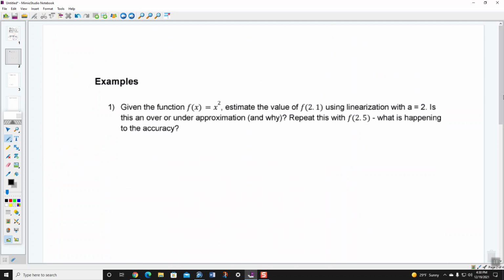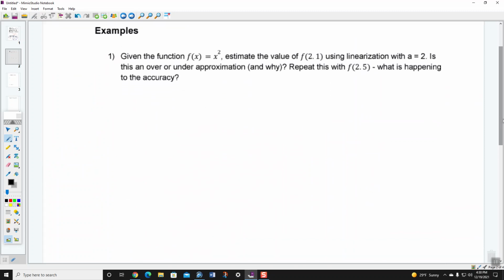Guys, example number 1 states the following. It says, suppose the following. Given a function f of x is equal to x squared, estimate the value of 2.1 using local linearization. So we're estimating. Now, guys, I could, if I wanted to, take 2.1 and plug it right in here. In fact, if I would just plug it in, f of 2.1, my friends, actually is the same as 2.1 squared, which I know is 4.41, okay? So the actual value on this is 4.41.